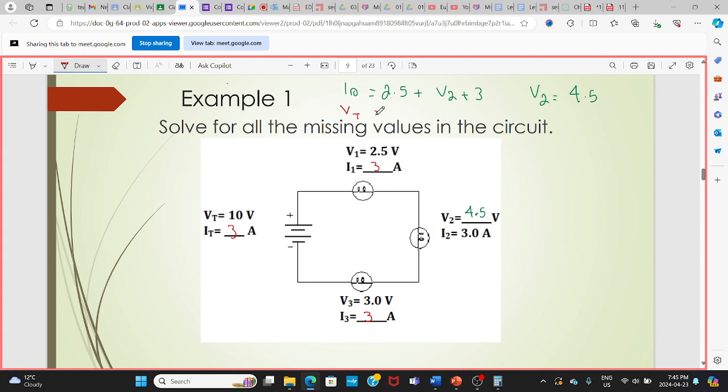So V total is equal to V1 plus V2 plus V3 across the light bulbs, the same as the voltage that the battery provides. Thank you. Any question before I move on?